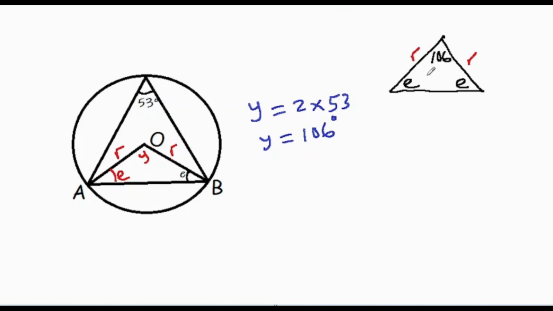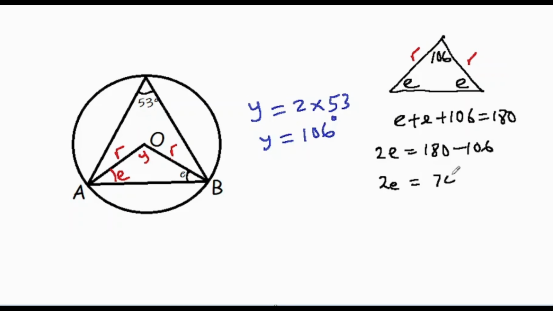Now we can sum up the three angles to give us 180 degrees. The sum of angles in a triangle is 180 degrees. So E plus E plus 106 is going to give us 180. So 2E is 180 minus 106. So 2E is going to give us 74. Divide both sides by 2, 74 divided by 2, and that is going to give us 37 degrees.